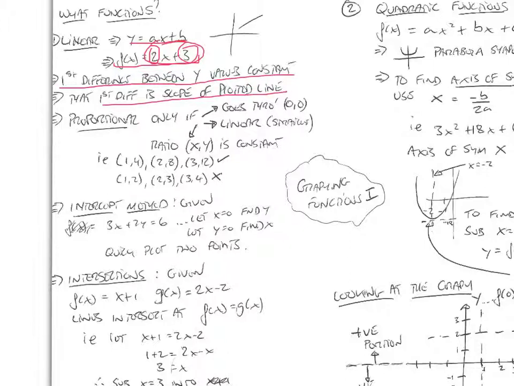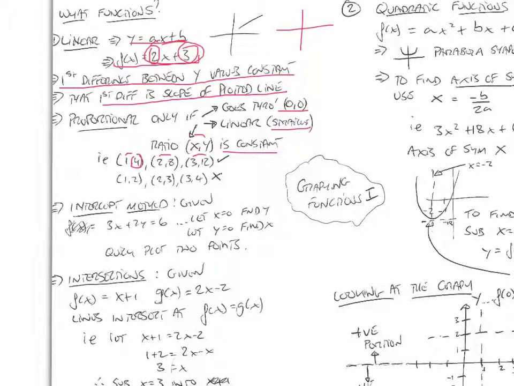And then we also met in this chapter the idea of proportionality. We said that a function is only proportional if its plot goes through the origin (0, 0). It's a straight line linear plot, and the ratio of the x to y coordinates is constant. So here we can see that 4 divided by 1 is 4, 8 divided by 2 is 4, 12 divided by 3 is 4.